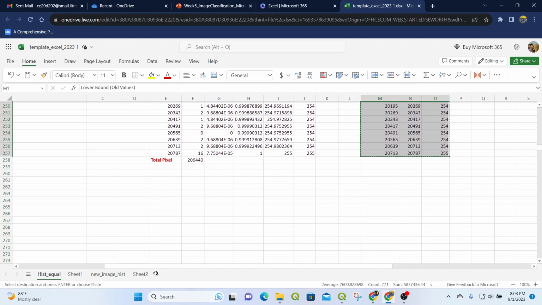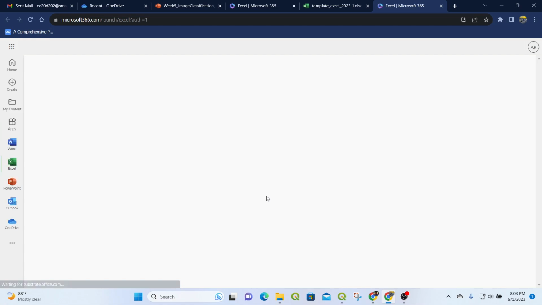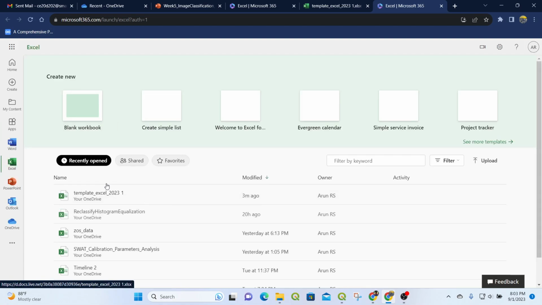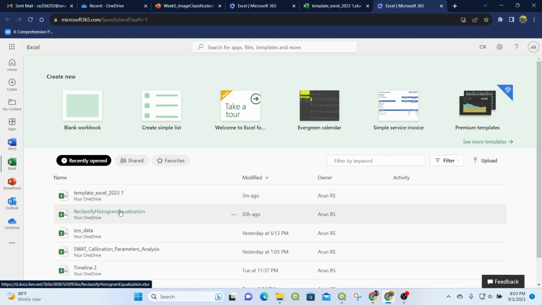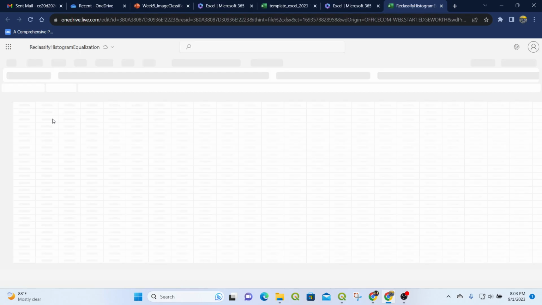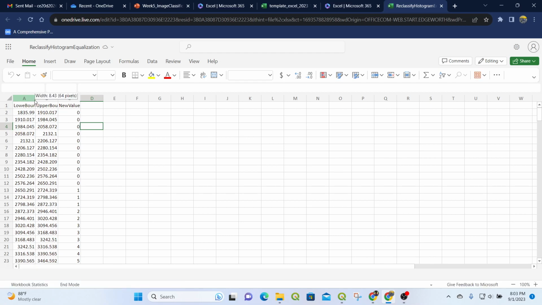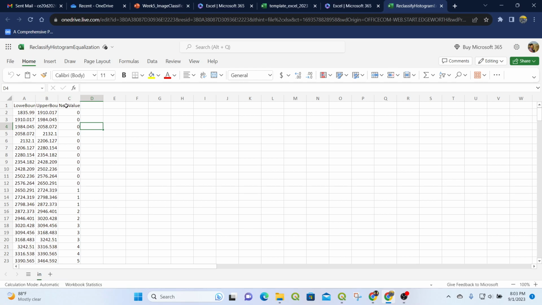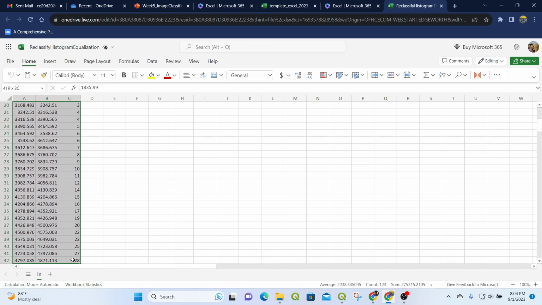You can copy this, and then paste it in a new file. So we will export that to QGIS. The template is: your first column should be your lower bound, second column should be your upper bound, and third column is your new value. And we need to save this as a CSV file.